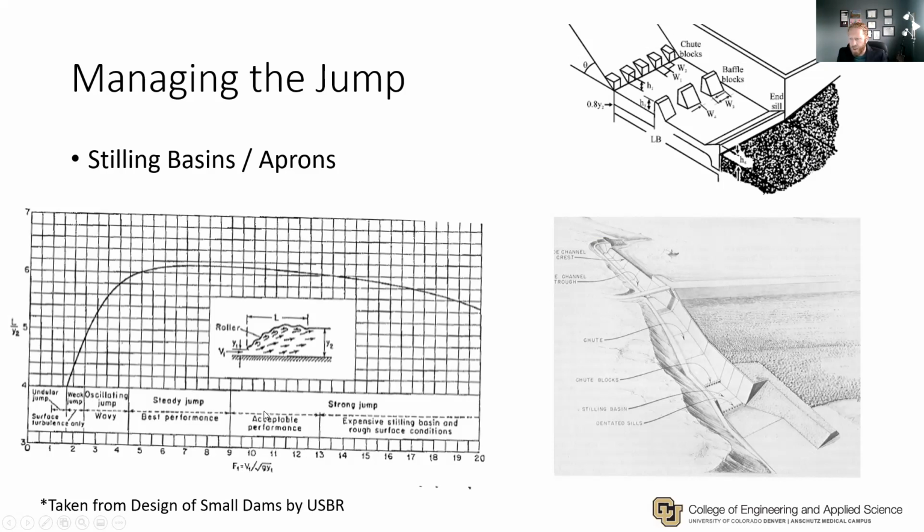So it's also acceptable to have a strong jump, but the best performance is a steady jump. And again, if we're in an undulating and weak jump, we're not sure that we're going to get subcritical flow when we release that flow back into the channel.